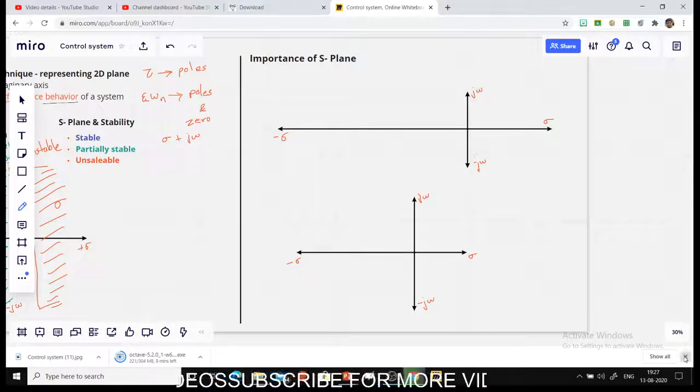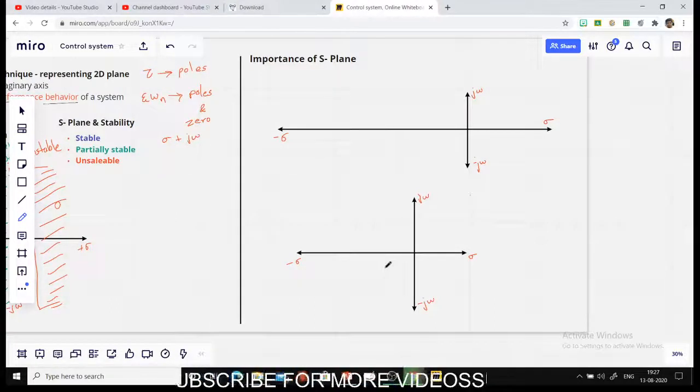I am Ameya and we are discussing control systems, in which we have already discussed the S-plane in the previous video. Let us understand the importance of the S-plane and how it can be used to understand the behavior and performance of your system. Let us take an example of a first order system.